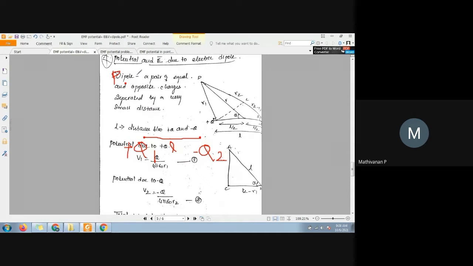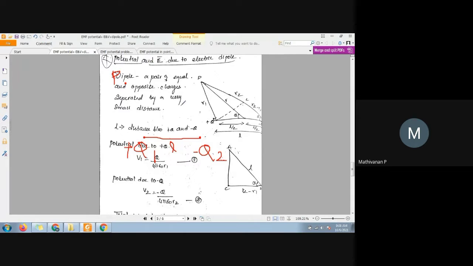Here also we are going to find the electric field intensity. Here we are going to find V, and similarly from the potential we are going to find the electric field intensity. Usually we won't use this concept to find the electric field intensity. We will use the electric field equation E is equal to Q divided by 4 pi epsilon R square, and from that we derive it. But now we are using potential to derive it.